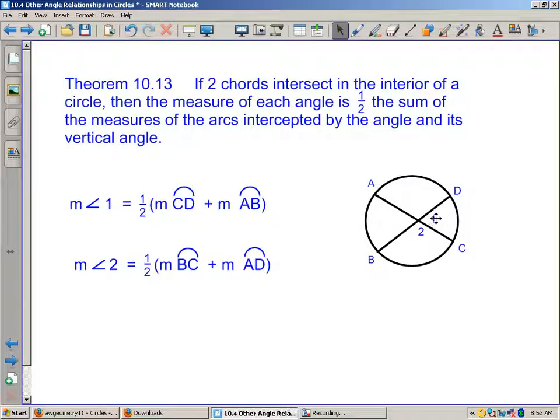Likewise, it works the same. If I want BC, I would add BC plus AD and cut it in half, and that will be the measure of angle 2. That's what we're trying to do.